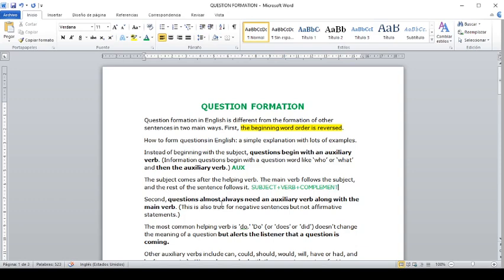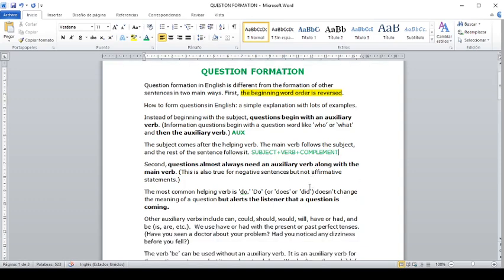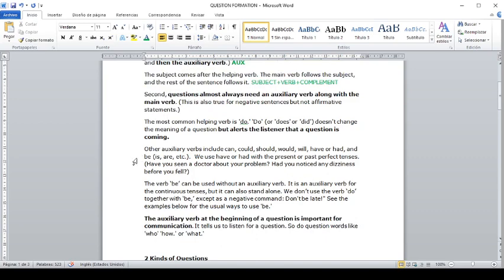Second, questions almost always need an auxiliary verb along with the main verb, okay? This is also true for negative sentences, but not for affirmative statements, okay? The most common helping or auxiliary verb is do. Do or does or did, depending on the tense, okay? Other auxiliary verbs include can, could, should, would, will, have or had, and be, is, are, etc. This is very important to remember as well.